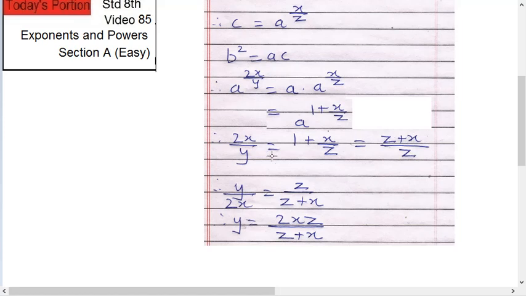But what we want is y. So make it reverse. That is called invertendo. So make it invertendo. Y upon 2x equals z upon z plus x. So y equals what? Take 2x on this side. So 2xz upon z plus x. That is the value of y.